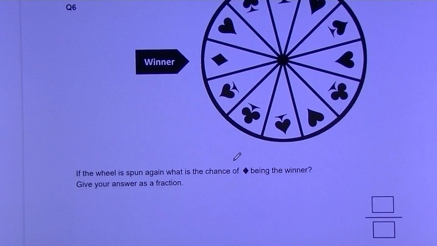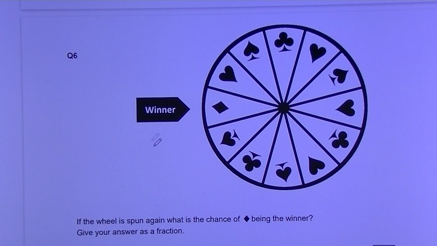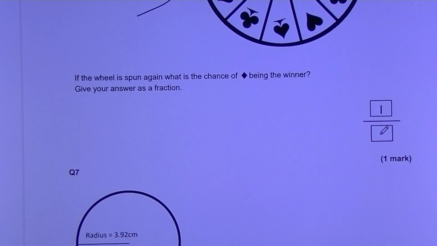Our next question is a probability question. If the wheel is spun, what is the chance of a diamond being the winner, giving your answer as a fraction? We can see here there is only one diamond, but there are 12 shapes. So the answer to that is 1 over 12.